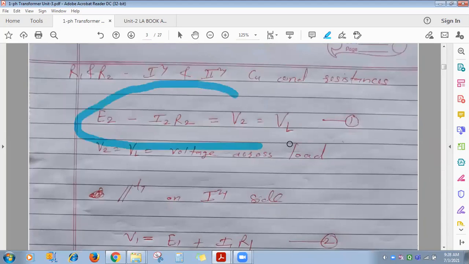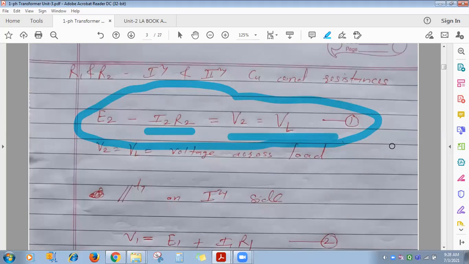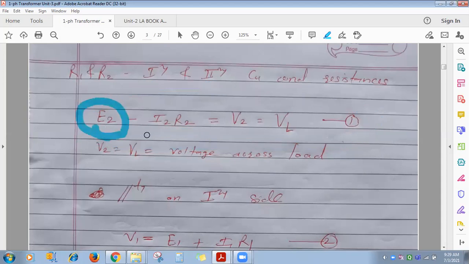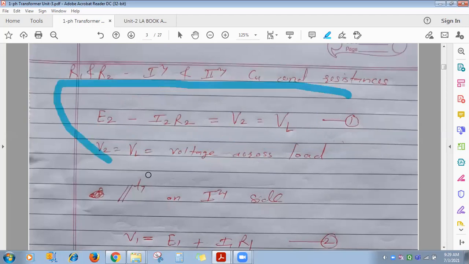See here, whatever the EMF get induced in secondary winding, some percentage of it get drop across copper winding resistance and the rest is applied across load. Is this clear to you? Voltage across load is marked as V2 or VL. Any of it you can use the symbol. E2 is mutually induced EMF in secondary winding. I2 R2 is a voltage drop across secondary winding because of its copper resistance. And V2 or VL is a voltage across load. Got the voltage equation on secondary side?